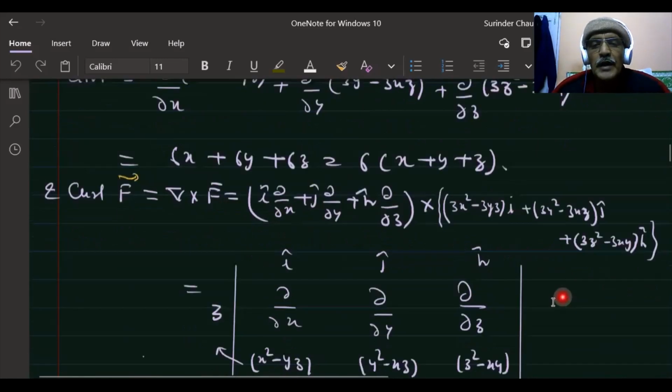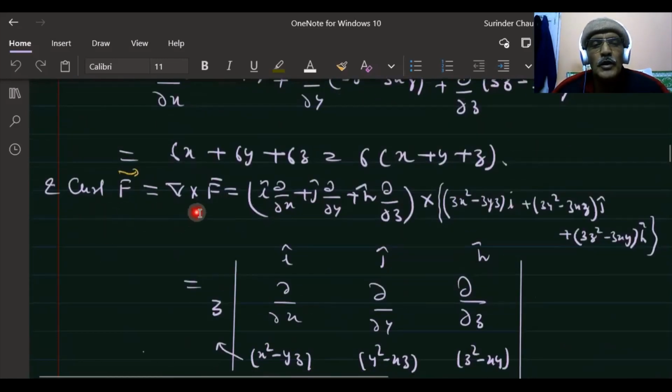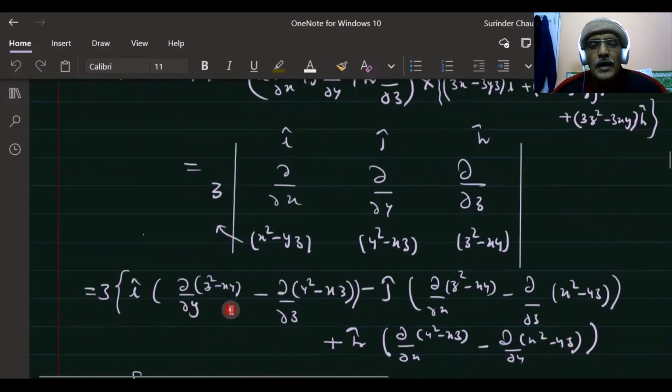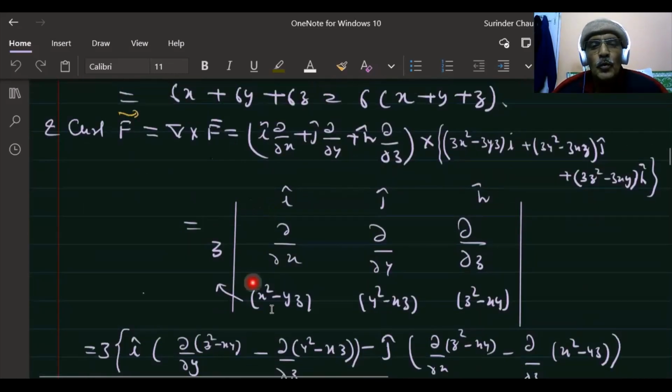Now we write it in determinant form: i, j, k; ∂/∂x, ∂/∂y, ∂/∂z; and the x component, y component, z component. The z is common to this, so we take it outside from the third row. Now we will open this determinant.